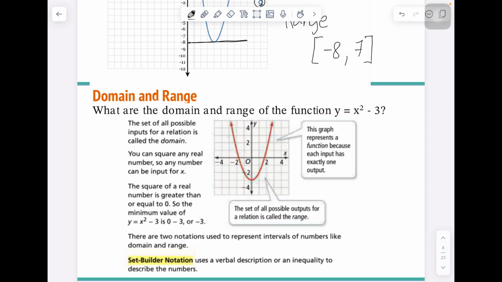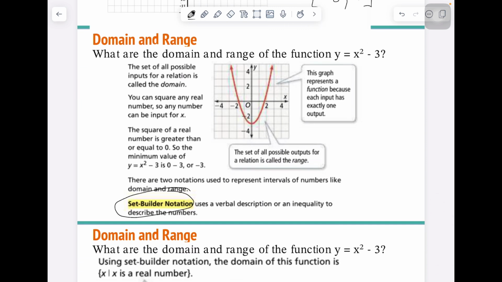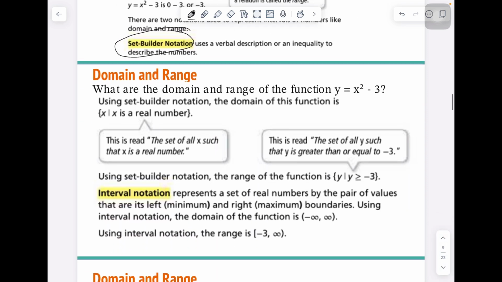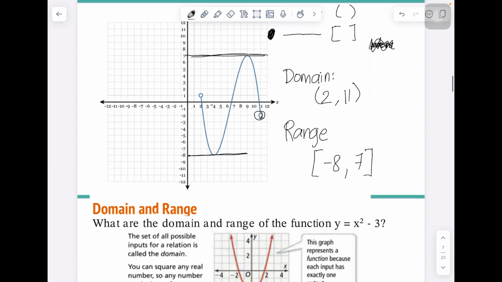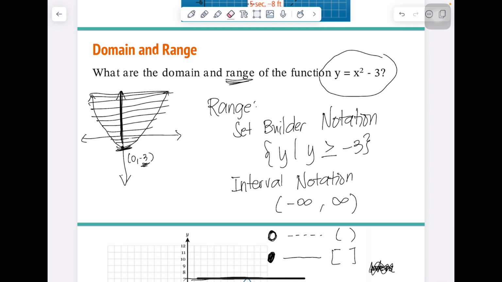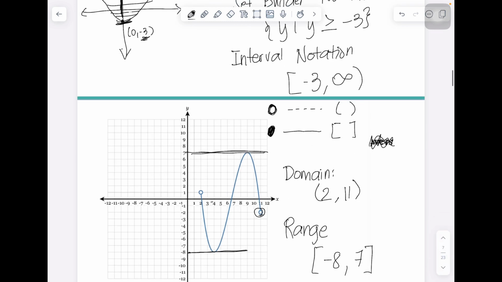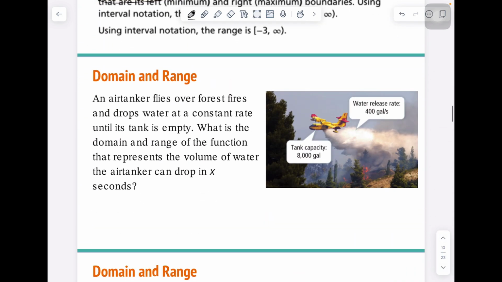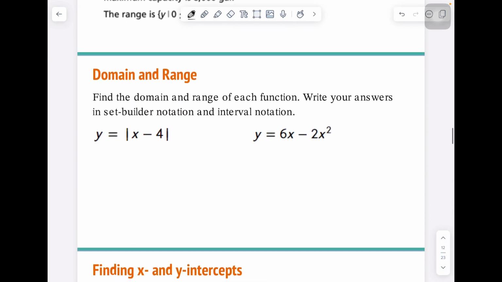So this is the graph. This is what I'm telling you about the set builder notation and the interval notation. Oh, yeah, this is wrong. I'm sorry. This is from -3 to +infinity. I was thinking of the domain. We're already at range. All right. So much for that one.